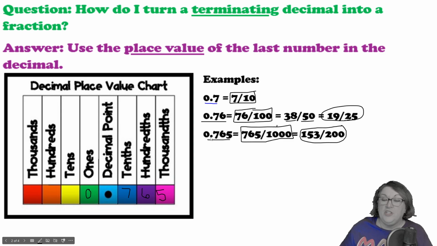If it's one digit to the right of the decimal, you're going to use 10 in your denominator, right? If there's 2 digits to the right of that decimal, you're going to use 2 zeros in your denominator next to that 1. Notice there's 3 digits here. I used 3 zeros in my denominator. And just don't forget to simplify by dividing by common factors, and you will be fine.